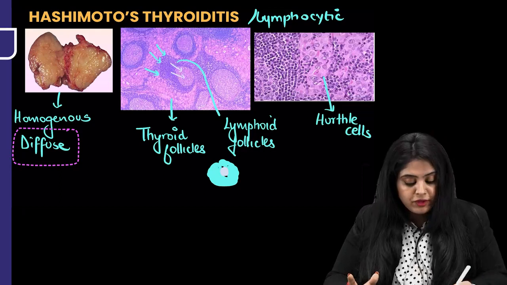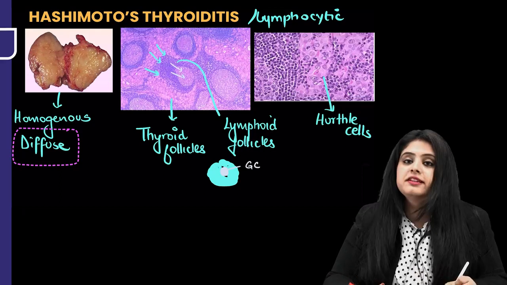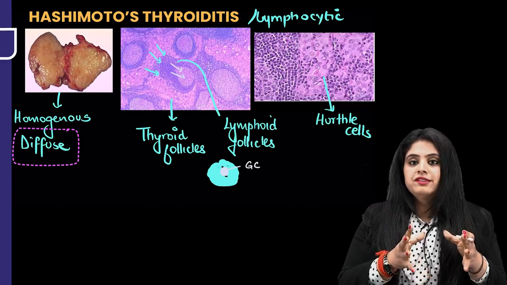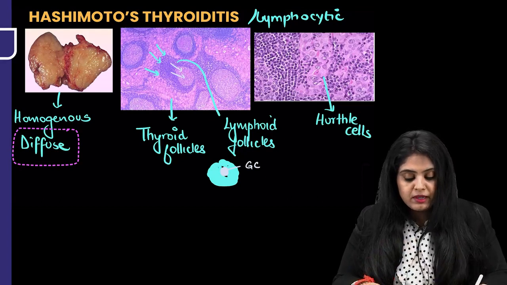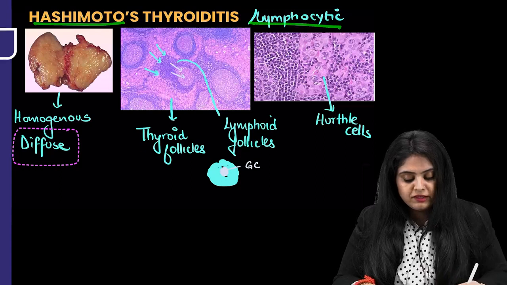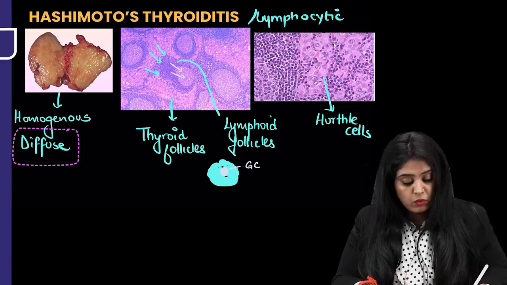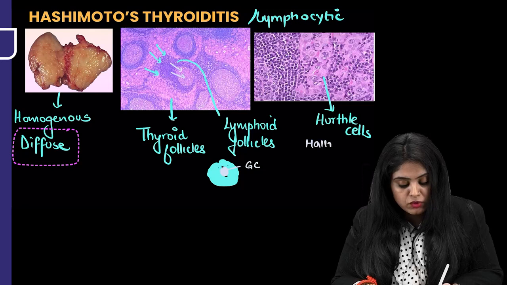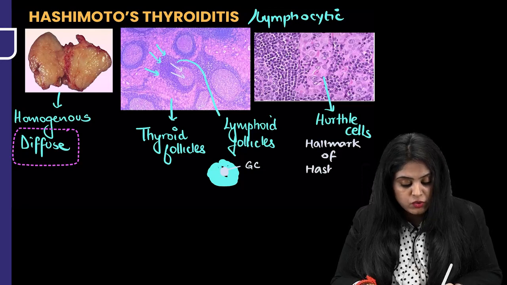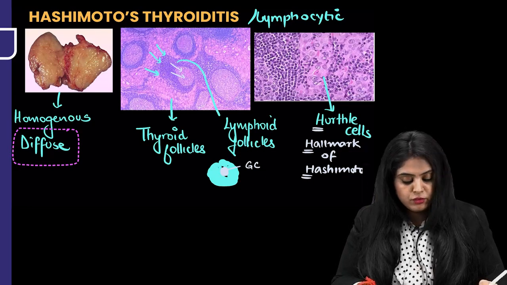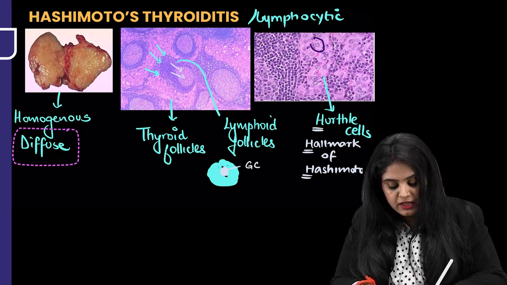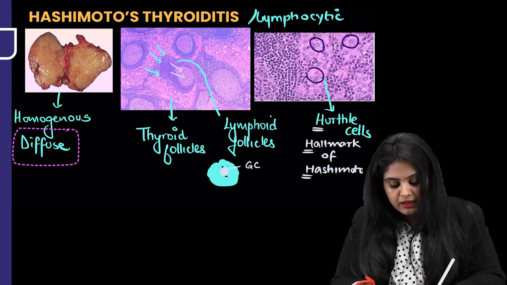Why? Because in lymphoid follicles, the center has a germinal center. Meaning it's making a proper lymph node out here, right? So please remember, Hashimoto's is going to show you lymphocytes and thyroid both in combination. But what is said to be the hallmark of Hashimoto's thyroiditis, HHH? What is HHH? Hallmark of Hashimoto is going to be the Hurthle cells. So you can very well see these very dark pink cells that are present over here.